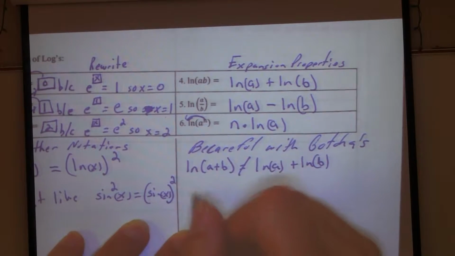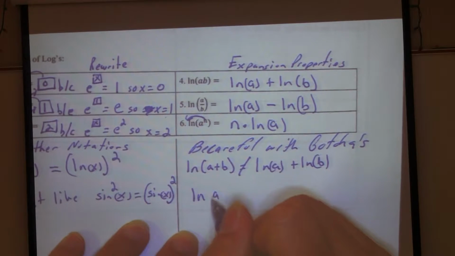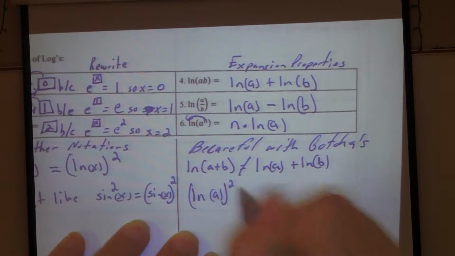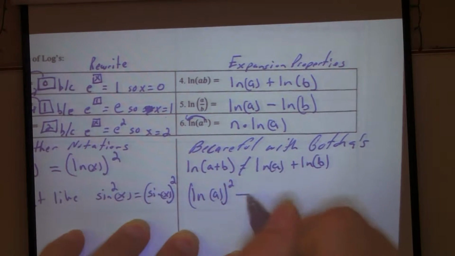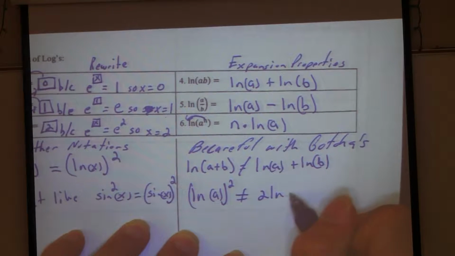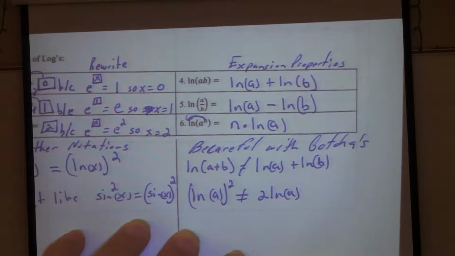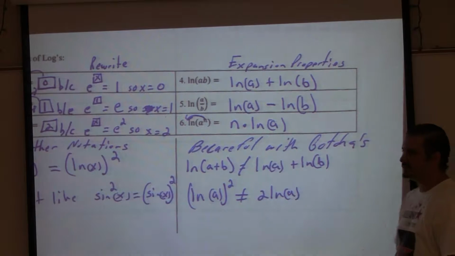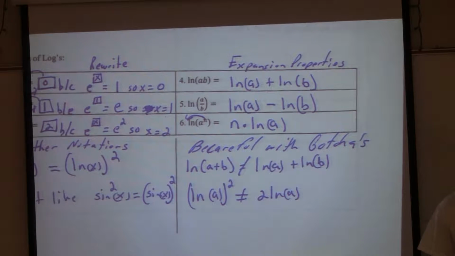Alright. And the other one was the one that we just talked about. So if I had the whole ln squared, that is not equal to 2 ln of A. Okay, don't make the mistake. It's not equal to what we did up here. Got it? So what we're going to do next is 5 examples.